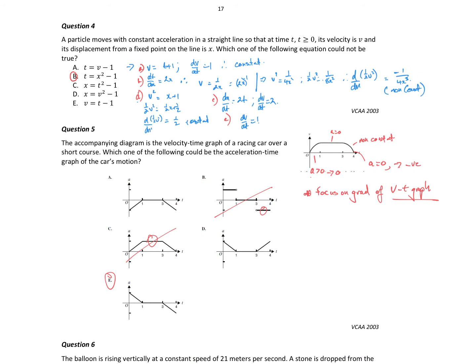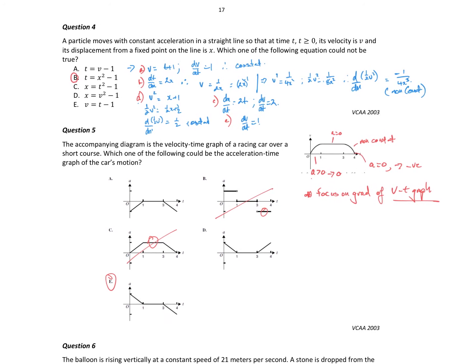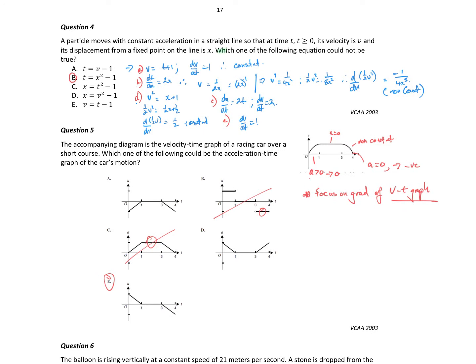All right, let's have a look. Question 4. Okay, a little bit of trial and error. Particle moves, constant acceleration in a straight line. Which one of the following could not be true? So in other words, which one of the following is not going to give me constant acceleration? So some of them are really quick. If I come down to v and work out dv dt, which is acceleration, dv dt is equal to 1, constant.